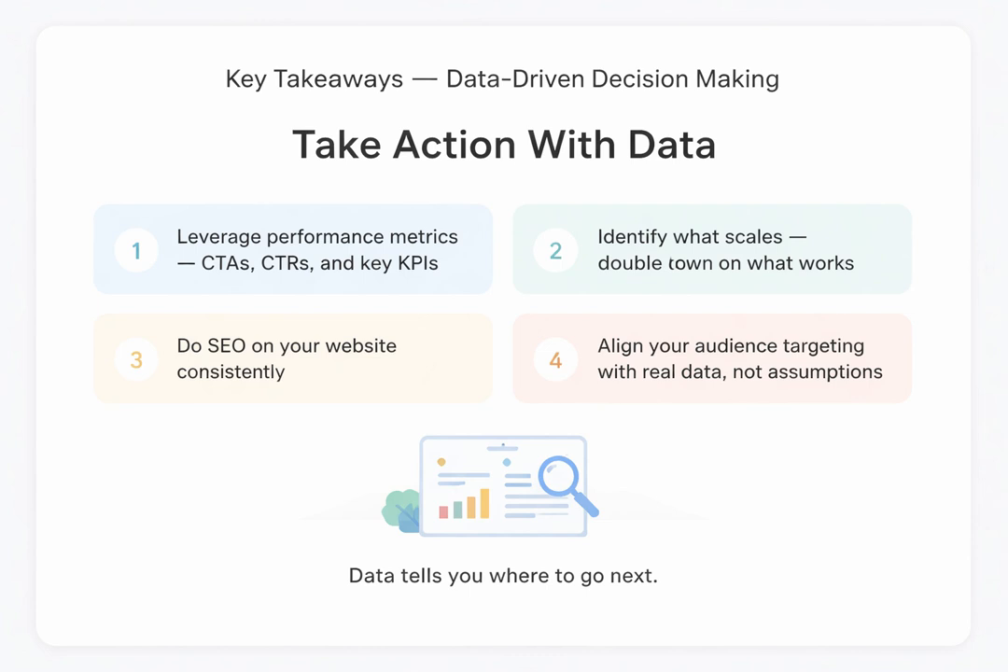First, use data to drive your decisions. Look at your performance metrics, your call-to-action rates, your click-through rates, your key performance indicators. These numbers tell you what's working and what isn't. Second, identify what can scale. When something works, invest more in it. Third, do SEO on your website consistently and seriously. It's not optional if you want long-term visibility.